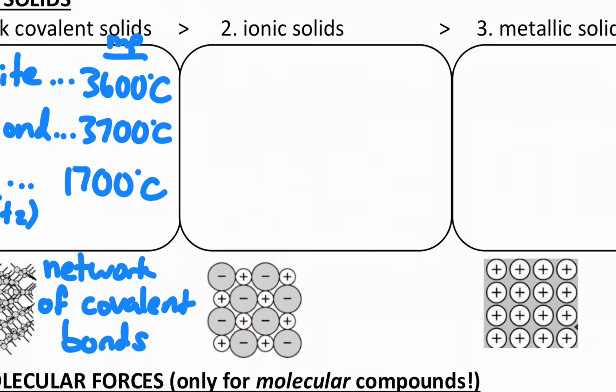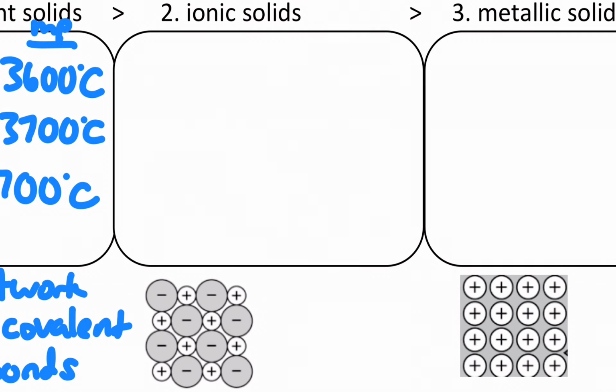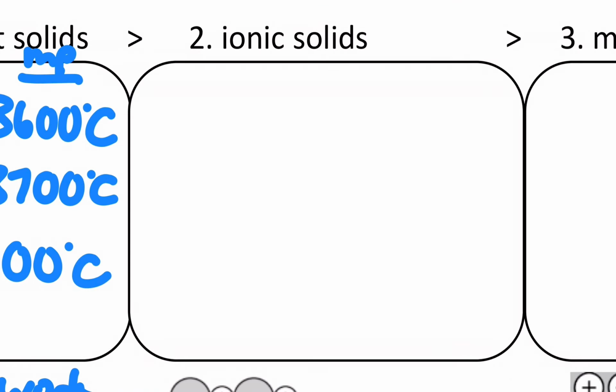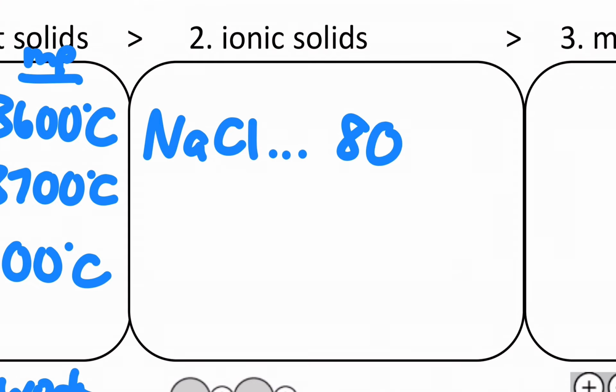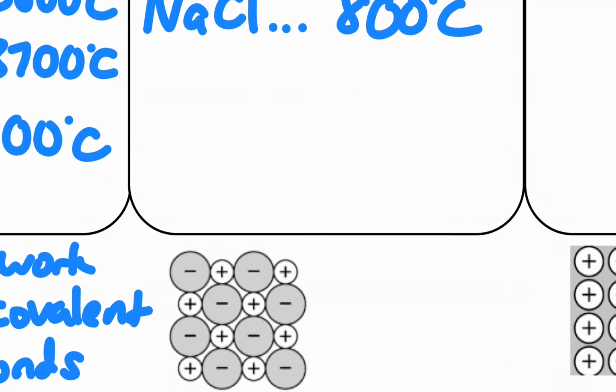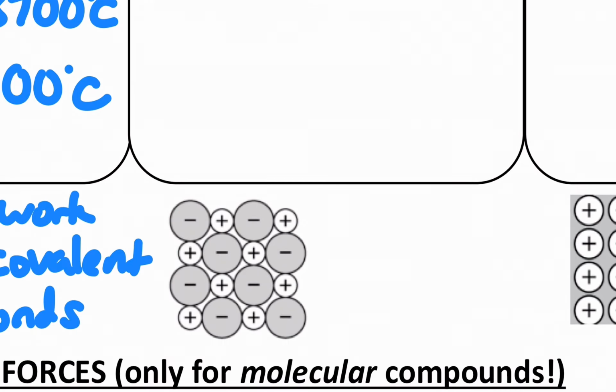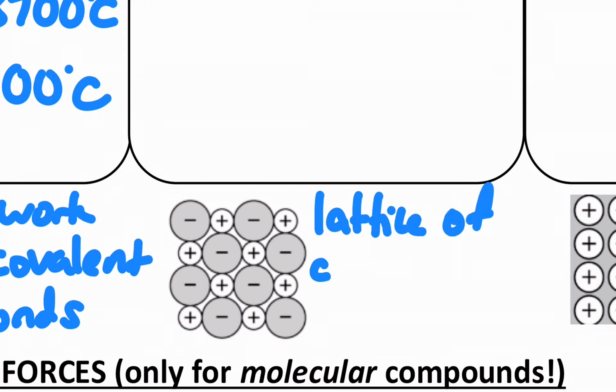or quartz. Well, what about the next batch of substances, the ionic solids, things like sodium chloride, which we saw melts at about 800 Celsius. So it's not as high melting as network covalent, but ionic bonds are very strong in the solid state because they exist as a lattice of cations and anions.